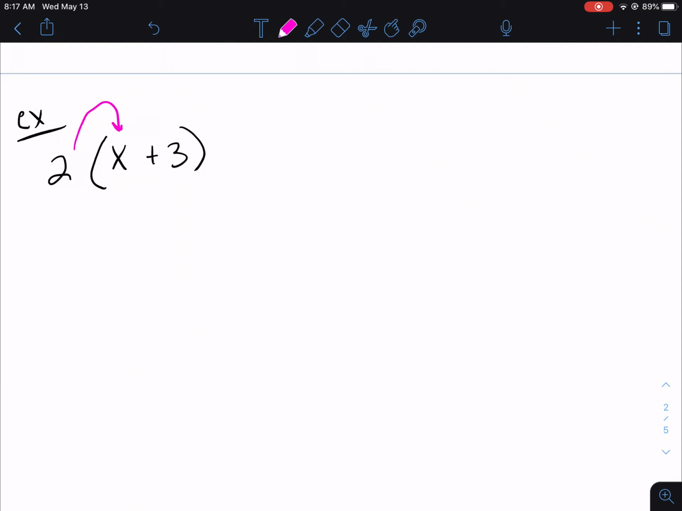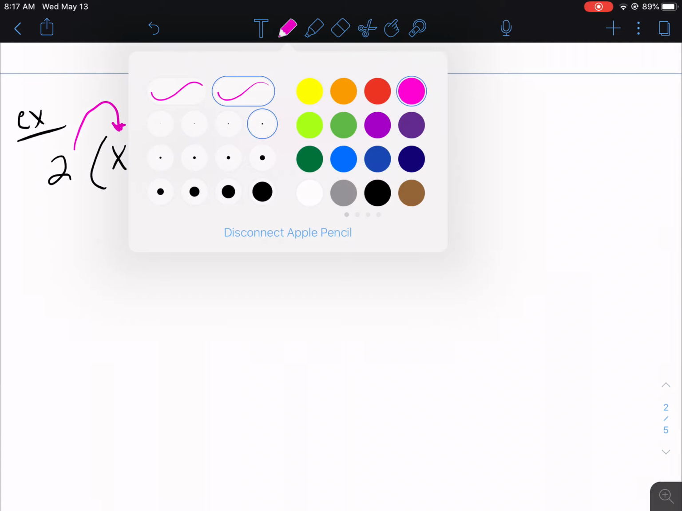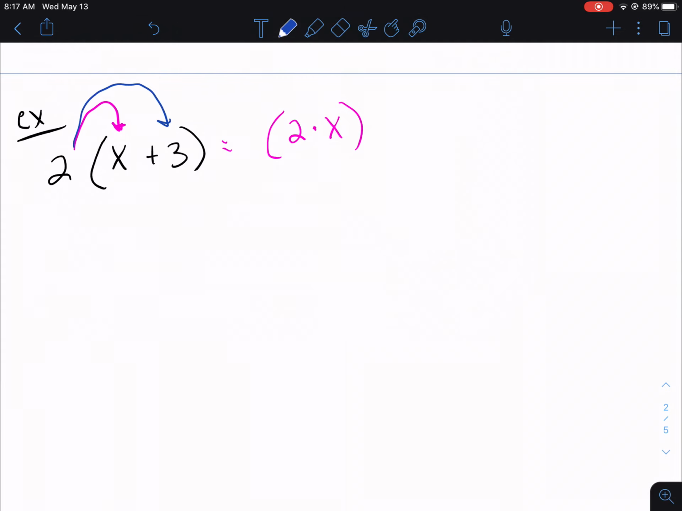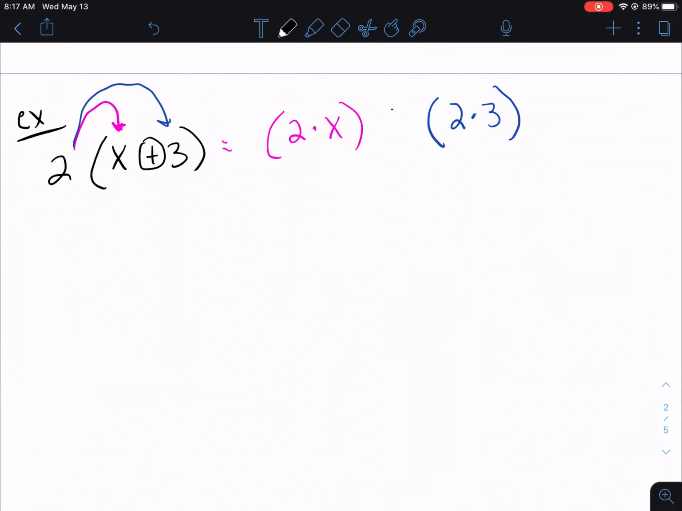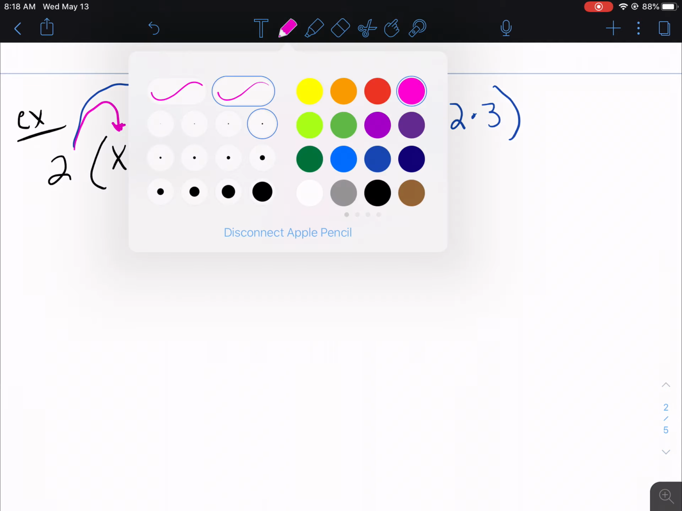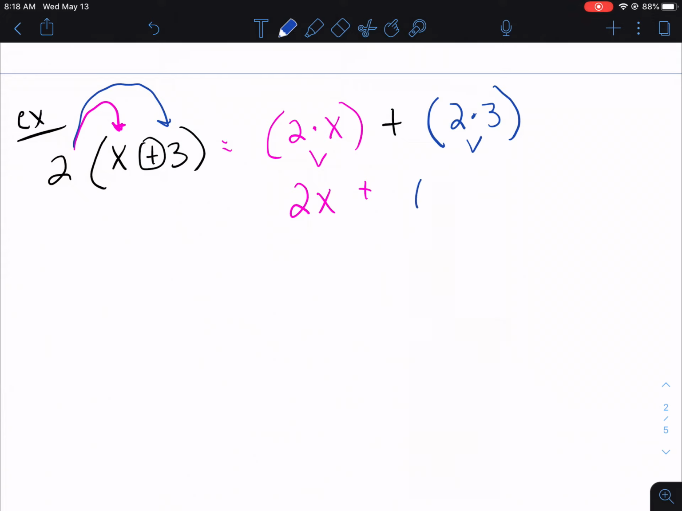So here distribute 2 times X. Distribute 2 times 3. 2 por 3. Plus, so I'm adding, estoy sumando. Now, 2 times x, 2 por x is going to be 2x. Plus, 2 times 3 is 6. 2 por 3 is 6.